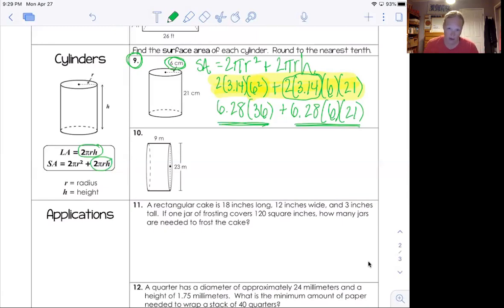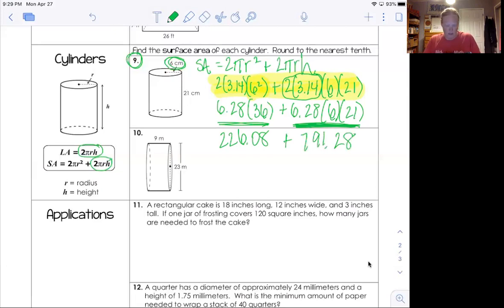Because you probably don't have that good of a calculator, like I brought mine home, right? And if we had these in class, way easier. But what I would do is I'd probably do the 6.28 times 36 and write what I get, 226.08. Don't round to the nearest tenth until the last step, okay? So leave it like that. Then I'm going to type this other side into the calculator and see what I get. So 6.28 times 6 times 21, I get 791.28.